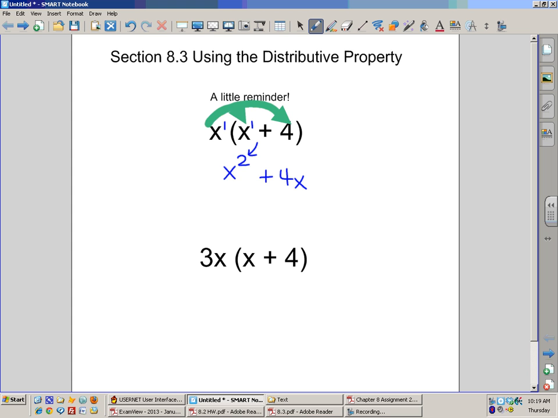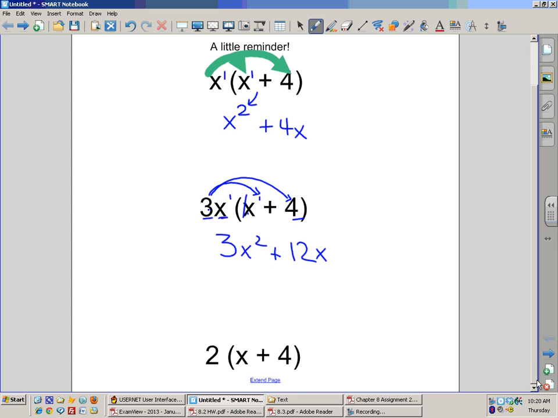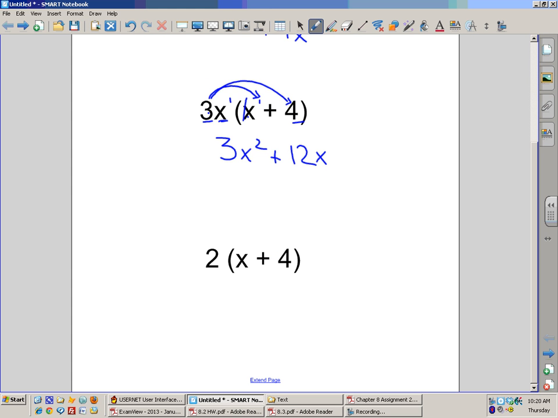Another little example here, we have 3x by x, so the coefficients are 3 by 1, so that makes 3, and then the 1 and the 1 make x squared. Come back, 3x by 4, we're multiplying the 3 by the 4, we get a positive 12, and we have the 1x there. And the last little example, we have 2 by x.